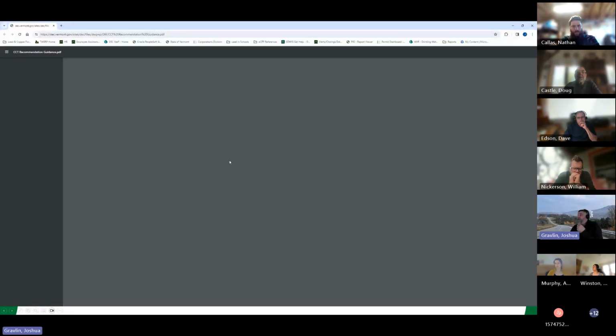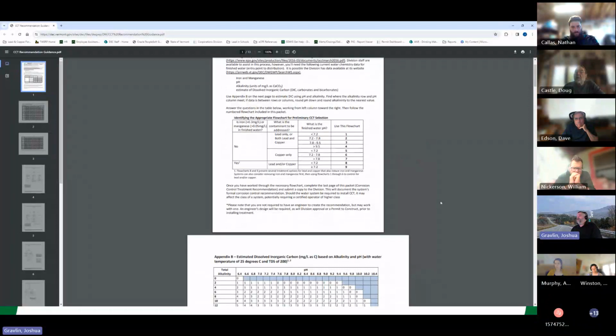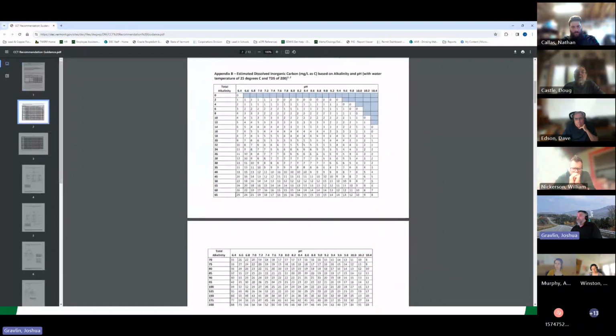And so this is a form that was kind of designed by the EPA and provides literally all the guidance that they need to make an initial recommendation for optimized corrosion control treatment. Those water quality parameters that they took, they're going to take a look at their pH. They're going to go through here, and they're going to estimate their dissolved inorganic carbon based on alkalinity and pH.